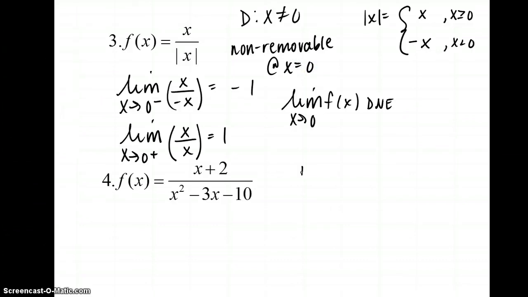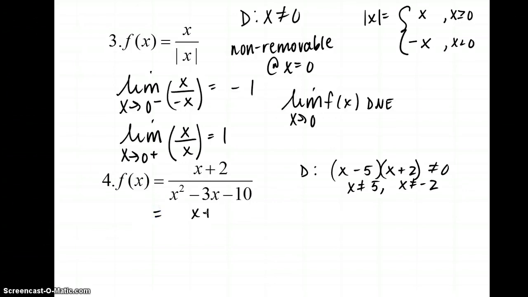Okay, so for this one, I know there's going to be a domain restriction because it's a rational function. So let's factor the bottom. Negative 10 that adds negative 3. Negative 5 times 2 is negative 10. Negative 5 plus 2 is negative 3. So x can't equal 5. x can't equal negative 2. So let's look at each of those cases.